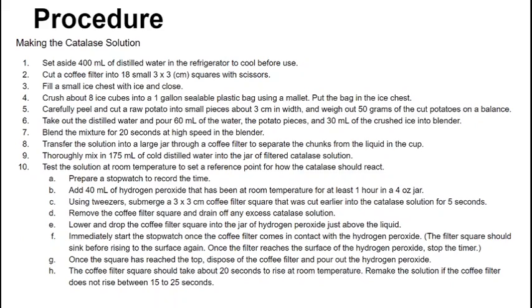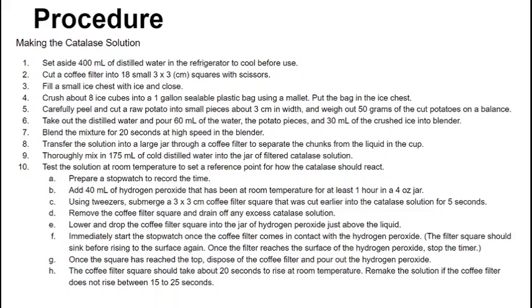To begin the experiment, we start by preparing the catalase solution. First, set 300 milliliters of water in the refrigerator for later use. Then, cut out 18 3x3 centimeter coffee filter squares and set aside. Next, fill an ice chest with ice and close it for later use. With leftover ice, crush 8 ice cubes into a gallon sealable bag and place it in the chest.